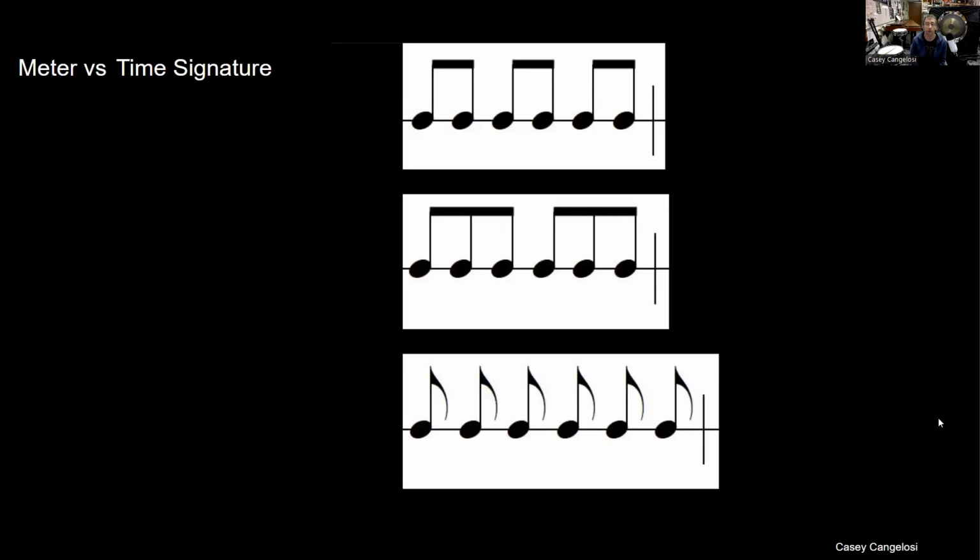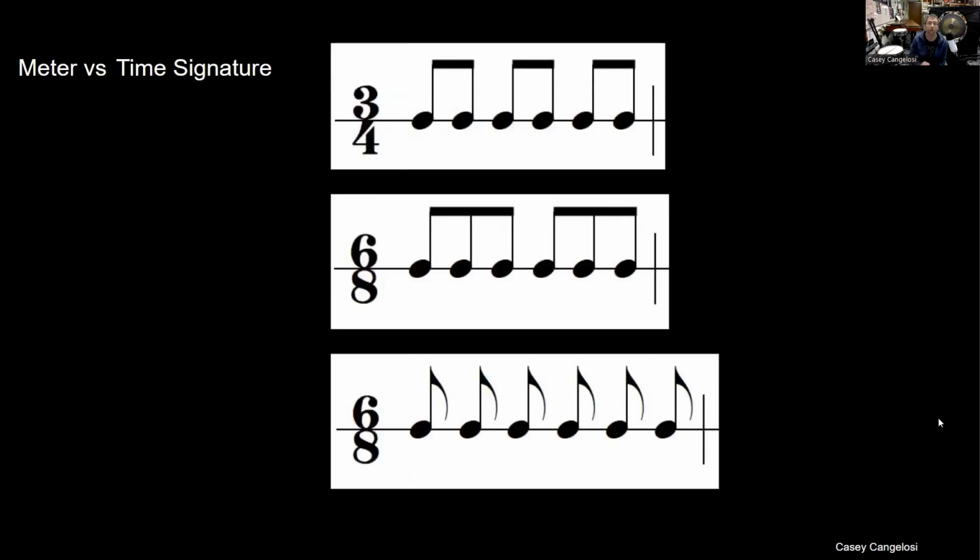We do the same thing with compound meters. We've got 3/4 at the top, 6/8 in the middle, and also 6/8 at the bottom, but they are 3 different meters. The top meter is in 3, 1 and 2 and 3 and. The middle meter is in 2, 1 lolly, 2 lolly, and the last measure is in 6, 1, 2, 3, 4, 5, 6. You sometimes will see the 6/8 written this way. That is a way to describe the time signature while also giving the meter of 2.